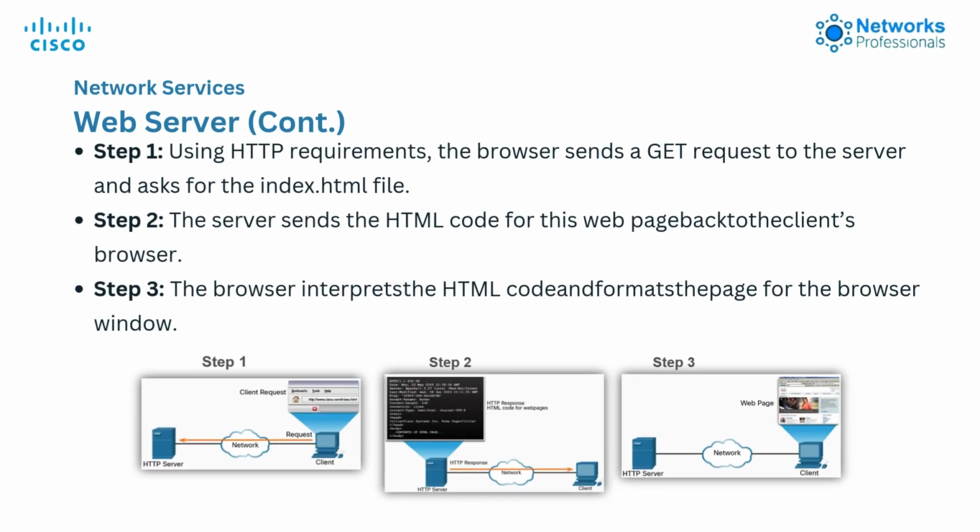How a web page is loaded in a browser. Using the example http://www.cisco.com/index.html. Step 1. Using HTTP requirements, the browser sends a GET request to the web server and asks for the index.html file. Step 2. The server responds by sending the HTML code of the requested web page back to the client's browser. Step 3. The browser interprets the received HTML code and formats the page so that it is properly displayed in the browser window. This process happens within seconds and is repeated every time a user opens a new web page.